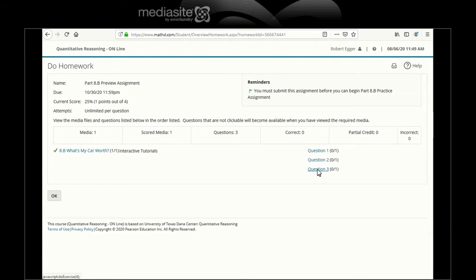Questions 1 through 3. Alright, so let's go through the questions and see what they have. By completion, go back and do them on your own, and then work the assignment. So question 1.